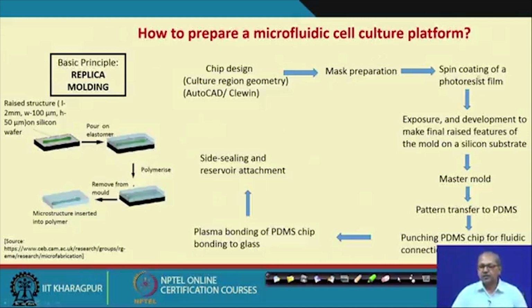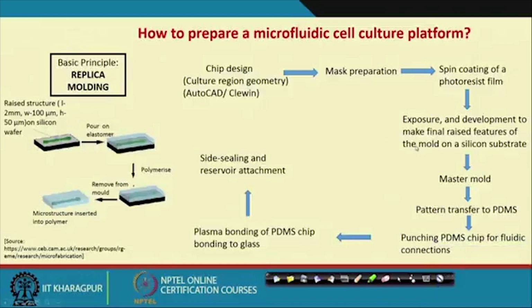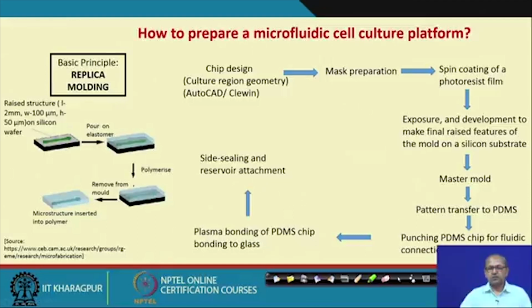Then spin coating of photoresist using SU8, exposure and development to make the final raised feature, what you have discussed here, the mold on a silicon substrate. Then the master mold, pattern transfer to PDMS, say the pattern is transferred in PDMS. Then you can bond it to a glass surface by the oxygen plasma method, and you punch the holes to make the inlet and outlet ports. Then you can use it for cell culture in a microfluidic system.